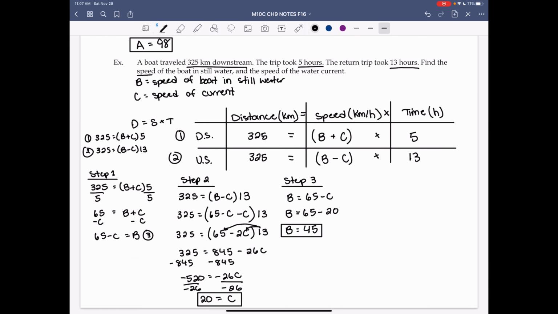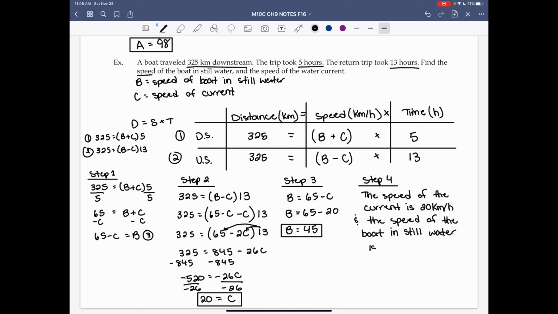And step 4. Write the solution. It's a word problem, so write a statement. C represents the speed of the current and B the speed of the boat in still water. The speed of the current is 20 kilometers per hour. And the speed of the boat in still water is 45 kilometers per hour.